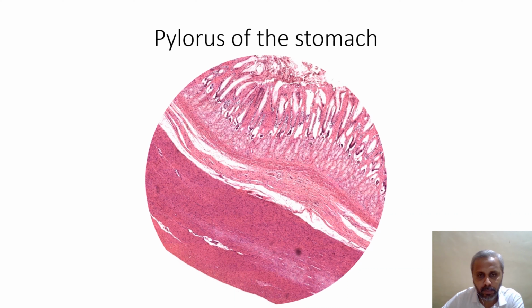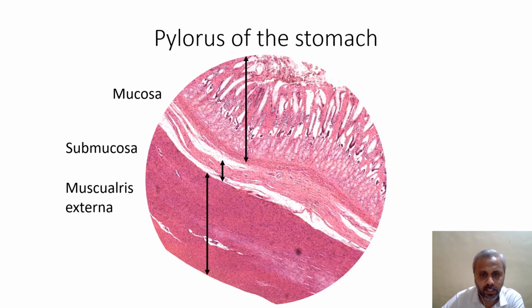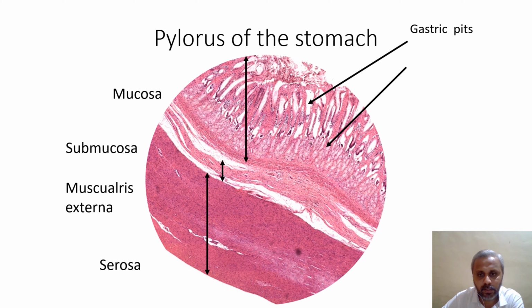The pylorus of stomach also has four layers which are arranged from inside out as mucosa, submucosa, muscularis externa, and then serosa. The mucosa of pylorus of the stomach has gastric pits. We can notice that these gastric pits are much deeper or longer than the gastric pits of the fundus. Then we have the pyloric glands. Then this is the muscularis mucosa.